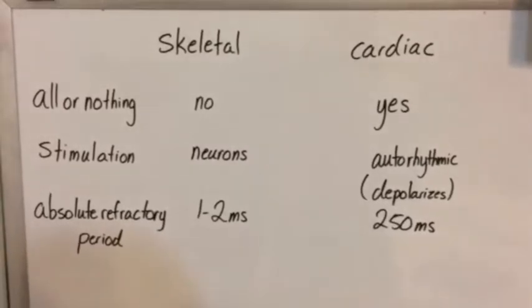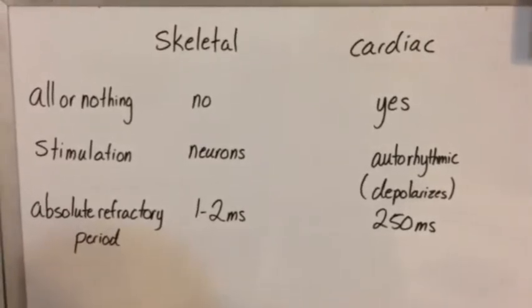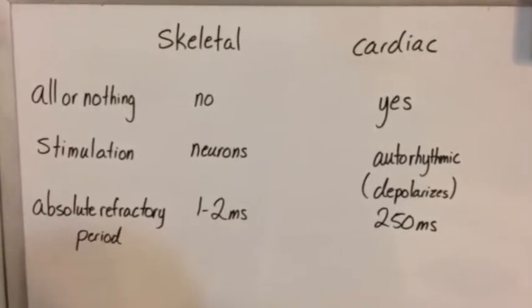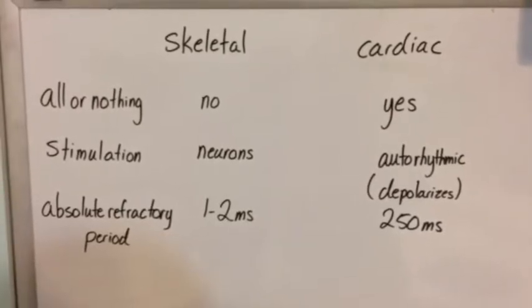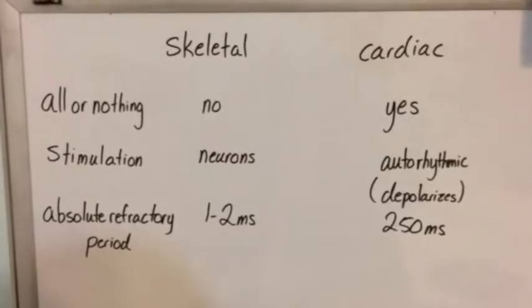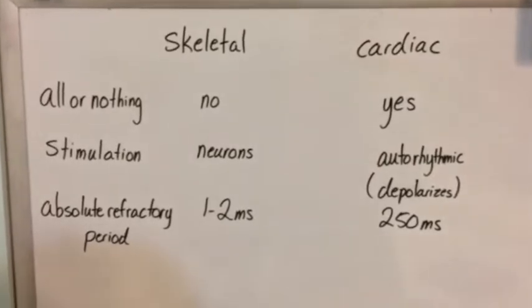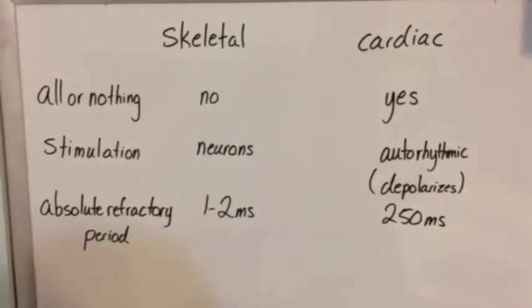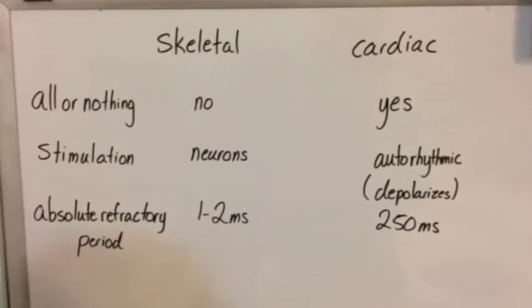Some differences between skeletal muscle and cardiac muscle include the all or nothing rule, which the skeletal muscle does not follow, but the cardiac muscle does, meaning that either the entire heart contracts or not at all. Another difference is stimulation. Skeletal muscle uses neurons to stimulate it, whereas cardiac muscle is autorhythmic and depolarizes by itself.